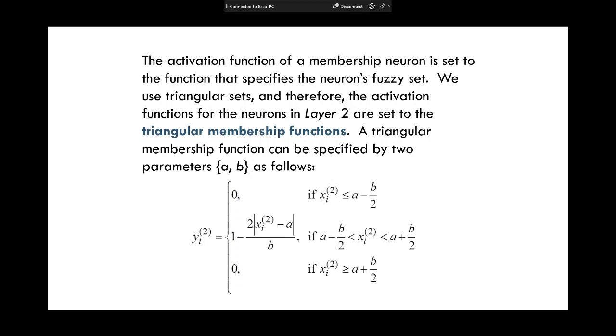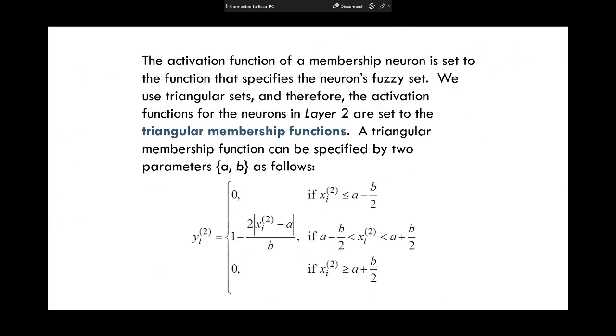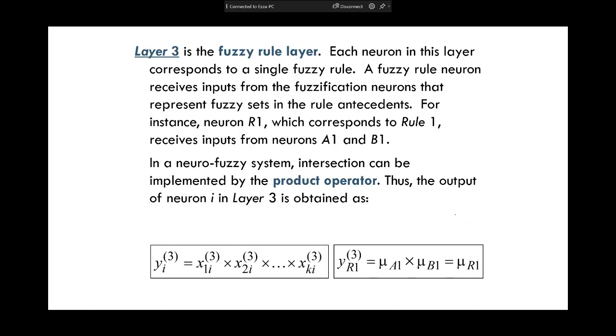The activation function of a membership neuron is set to the function that specifies the neuron's fuzzy set. We use a triangular set, for example. So the activation function in layer 2, the fuzzification layer, would be set to a triangular membership function like this. Okay, so the next layer is layer 3.